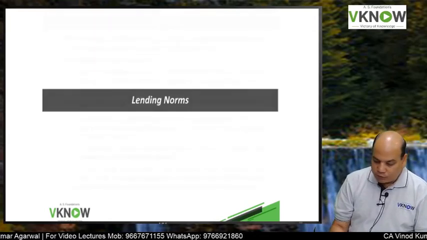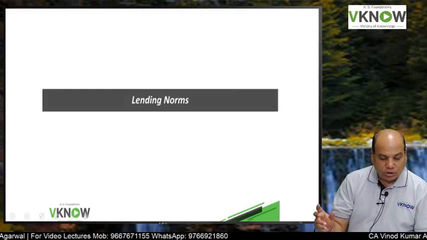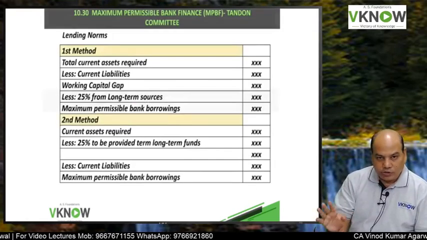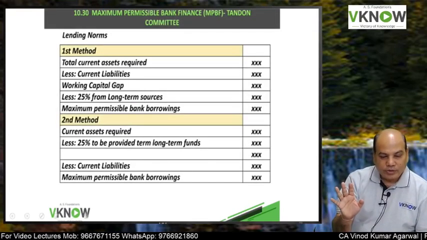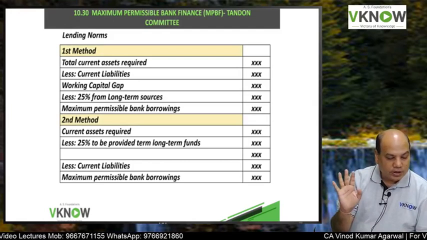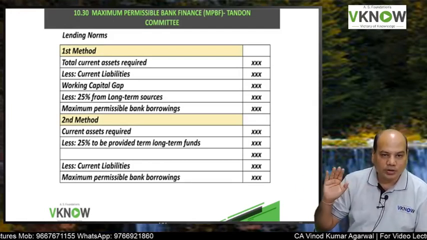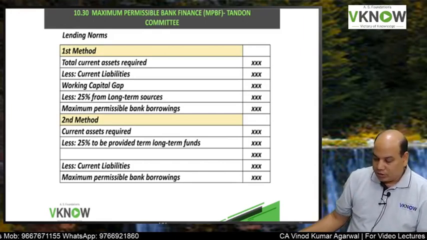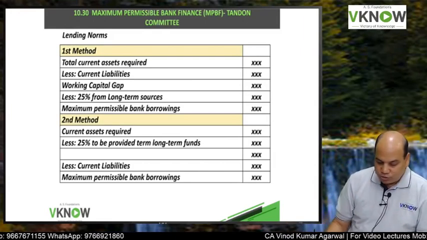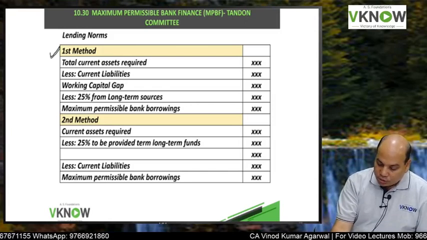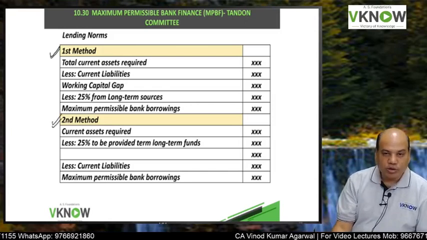So what are these three formulae? They are called lending norms. Now it is not mandatory. In 1997 this MPBF guideline has been scrapped. Now it is voluntary. But then why are we learning it? We are the students. So they are called method 1, method 2 and method 3.